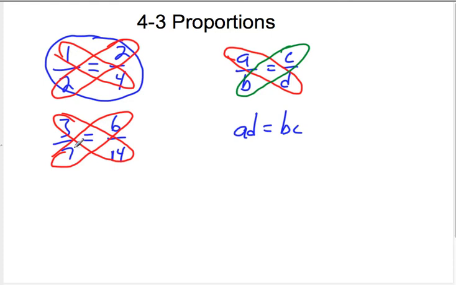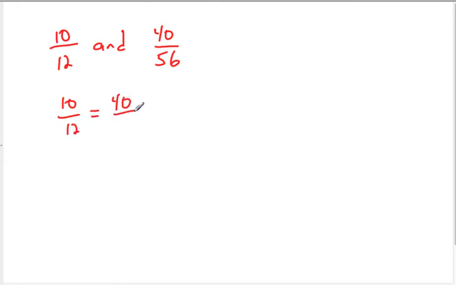So we're going to do a couple examples and determine if they are in proportion or not. Let's try the fractions 10 over 12 and 40 over 56. So we want to know if these fractions are in proportion. So we can set it up. We'll pretend it is, and then we'll just check it and see if it's correct.